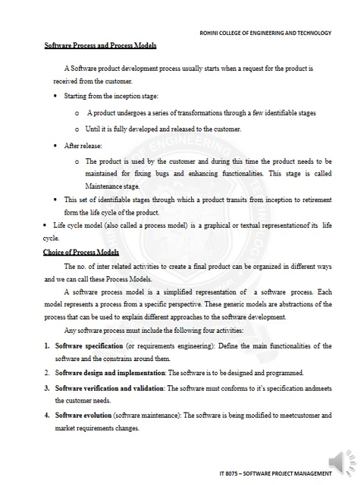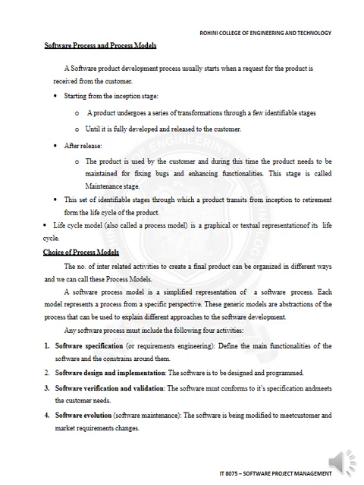A life cycle model, also called a process model, is a graphical or textual representation of its life cycle. Choice of process model: the number of interrelated activities to create the final product can be organized in different ways, and we can call this a process model. A software process model is a simplified representation of a software process.